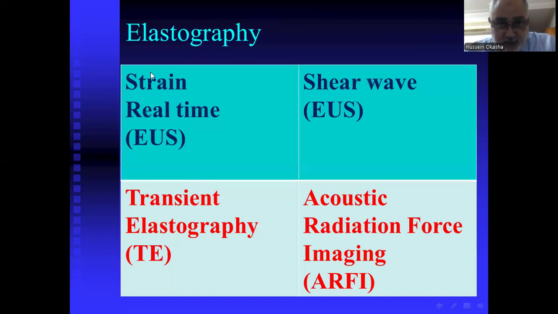Let us go to another facility of endoscopic ultrasound, which is elastography. There are many types of elastography. Two of them can be used during EUS examination, which are strain or real-time elastography, and shear wave, which was recently introduced, in 2023 or 2024. And there are other types used by percutaneous sonography, which are transient elastography and acoustic radiation force imaging.